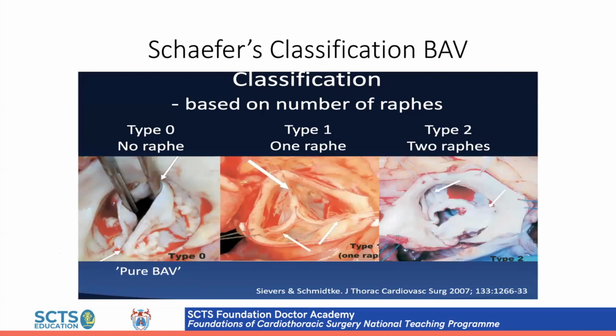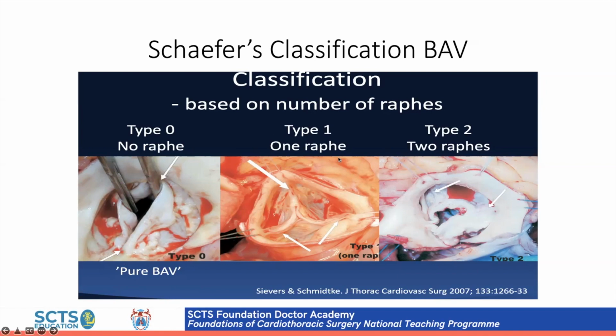Bicuspid aortic valve is actually very common. Between 0.5 and 2% of the natural population have a bicuspid aortic valve. It presents at a much younger age, and there are different categories. You can have the pure bicuspid valve, where there are just two leaflets. You've got two leaflets, the anterior and the posterior, and this has two commissures. So that's called a type 0, a pure bicuspid valve.